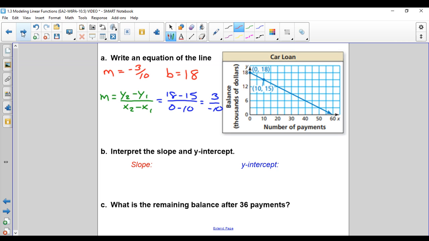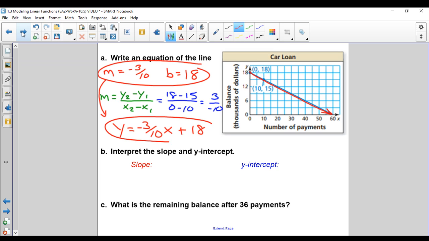And that should make sense. We see the line going down, so it should be a negative slope. So that should make sense again. We take those 2 pieces and write the equation of the line. There's part A.